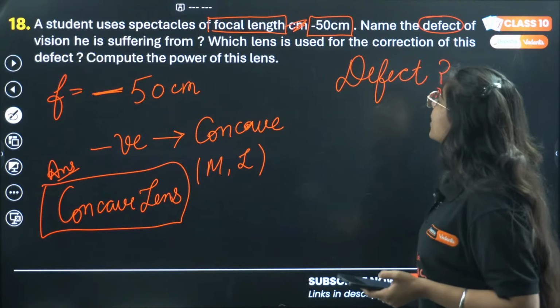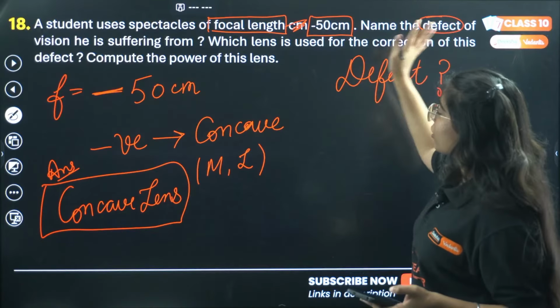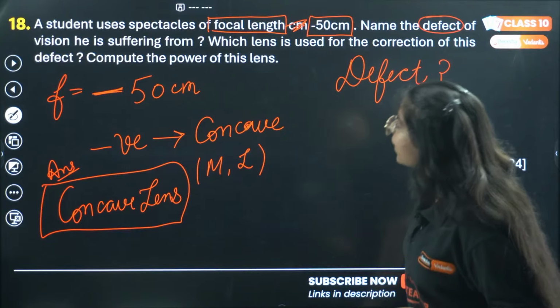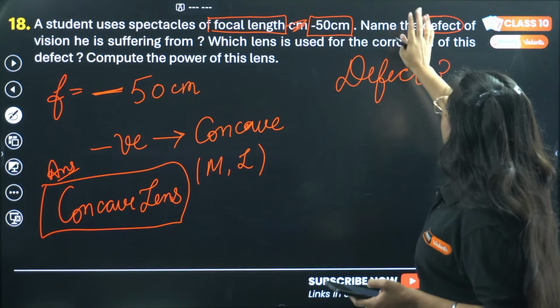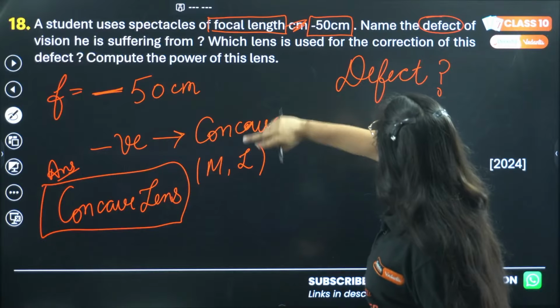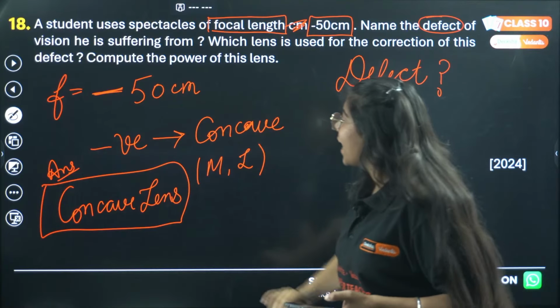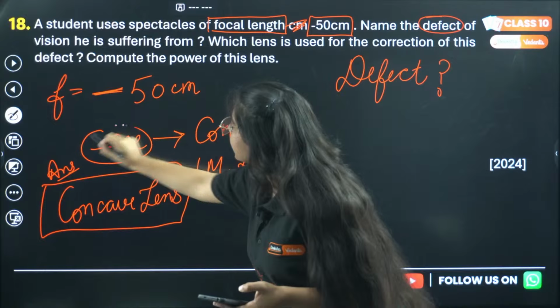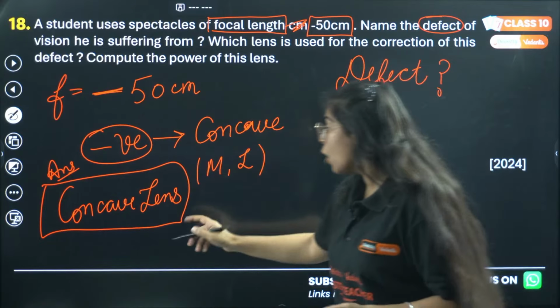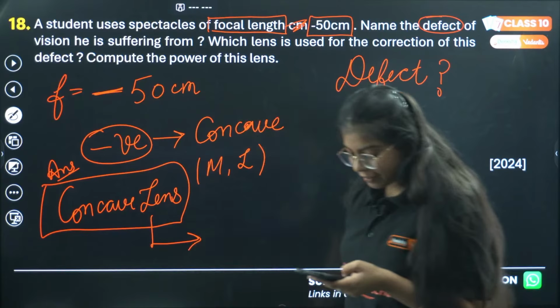The second answer, which lens is used for the correction of this defect? We have said concave lens. Now see, we have done it inversely. Why? Because we know the focal length is negative for concave lens. Now in which defect is concave lens used?